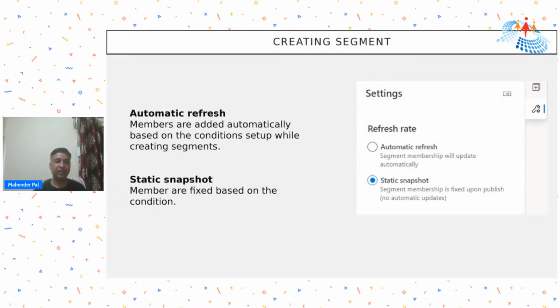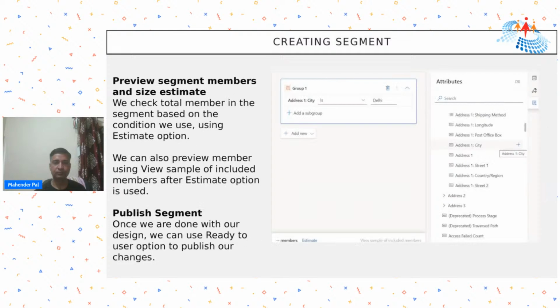Whereas the static one is fixed at the time of creation. Whenever I'm creating the segment, whatever condition I'm adding here, based on that it will include those members, and those members will still be there. So that's the static way of creating the segment. So these are basically the two refresh options that are available.